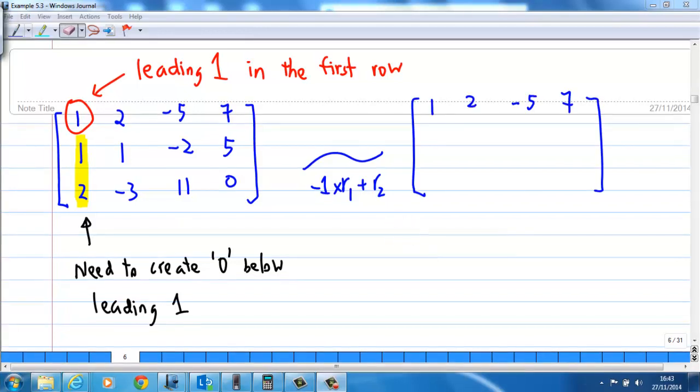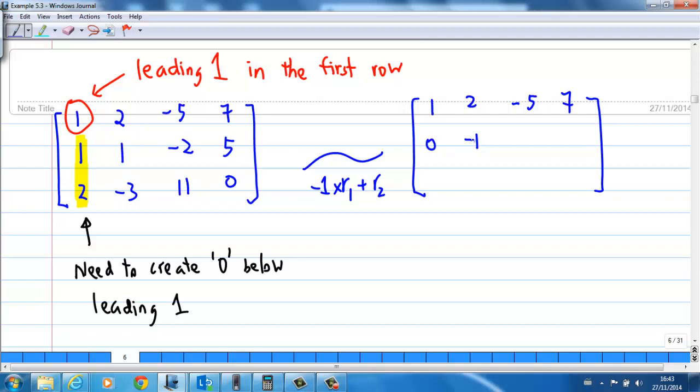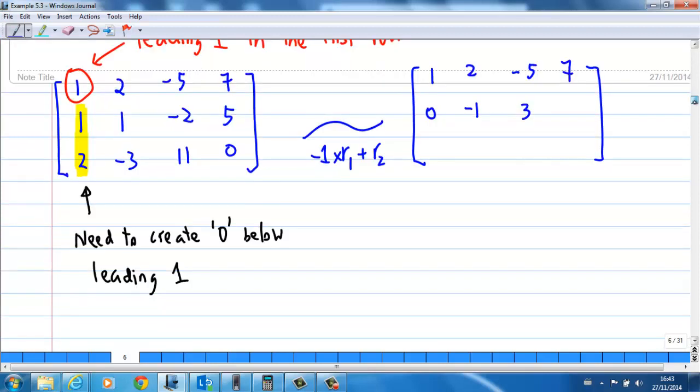Then 1 times −1 plus 1, you get 0. 2 times −1 plus 1, you get −1. −5 times −1, you get 5. 5 plus −2, you get 3. 7 times −1, you get −7, plus 5, you get −2.